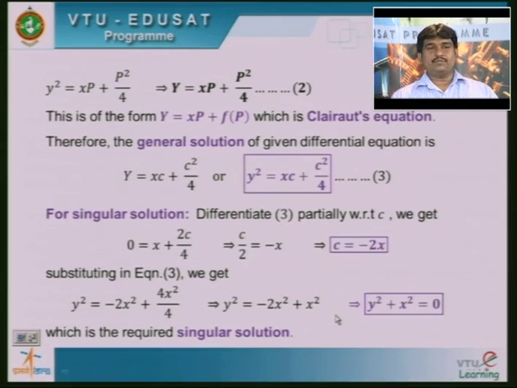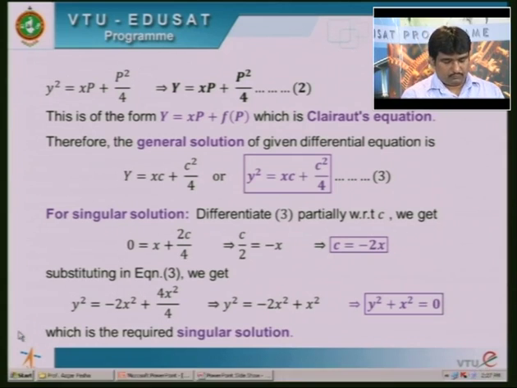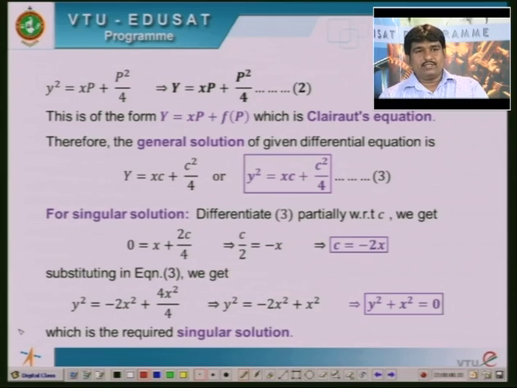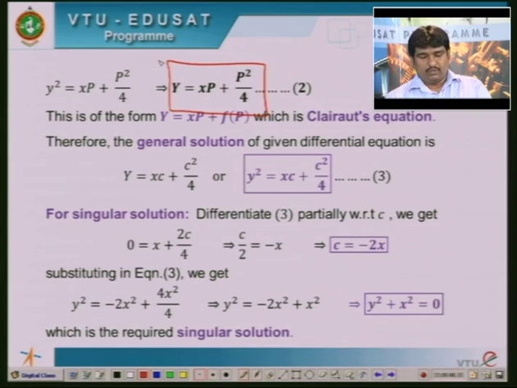Now y square becomes xp plus p square by 4. Multiply throughout by y and simplify this. Why have I multiplied by y? Of course to get small y square, which is nothing but capital Y. So capital Y is capital P into small x plus capital P square divided by 4. Yes, this is in Clairaut's form, y equals px plus f of p, and hence its general solution is y equals cx plus c square by 4. Just replace p by c.